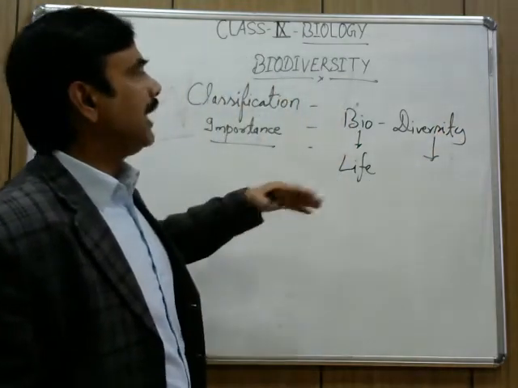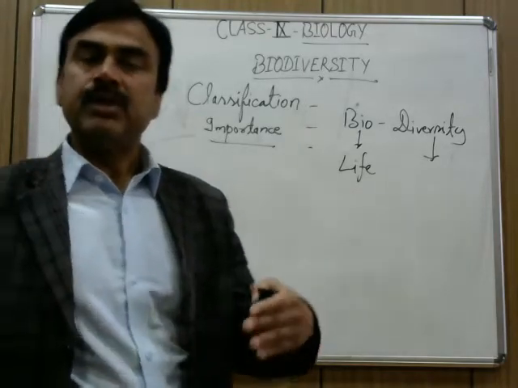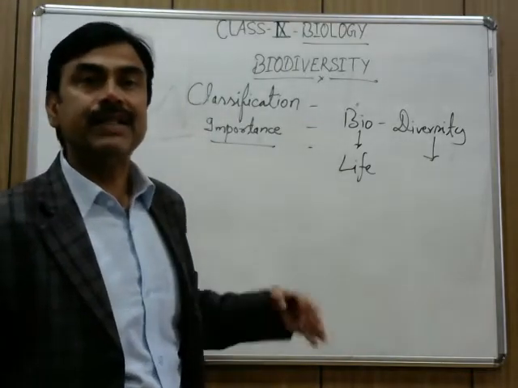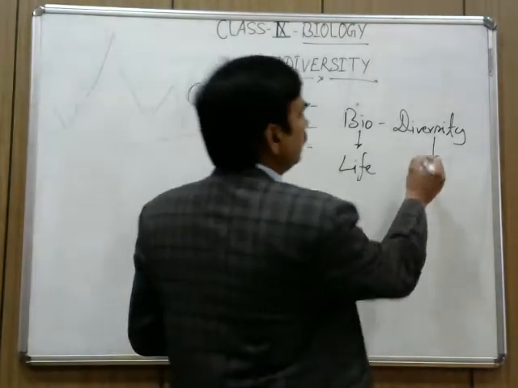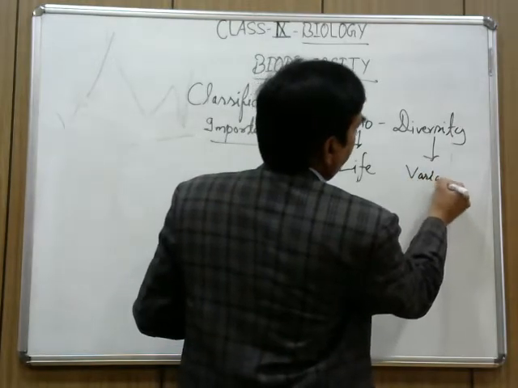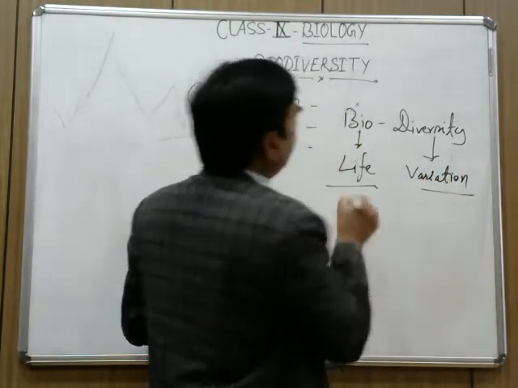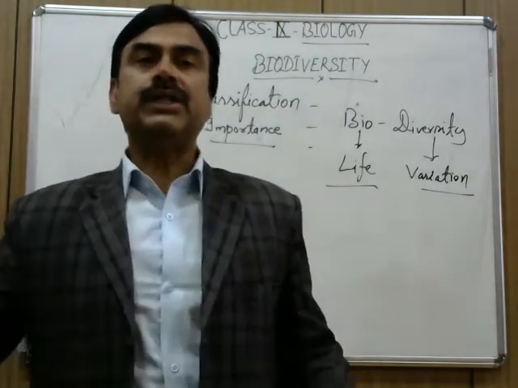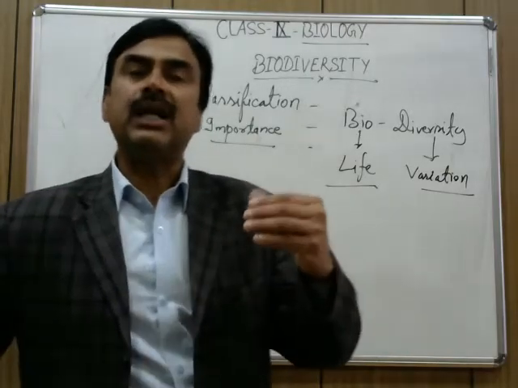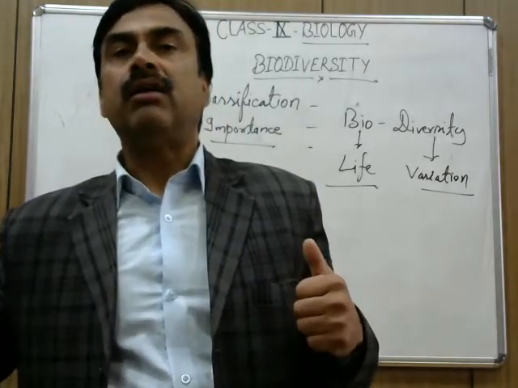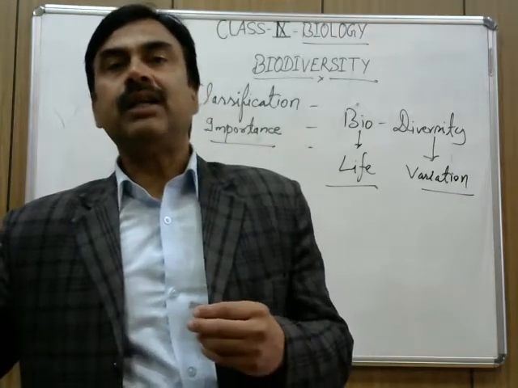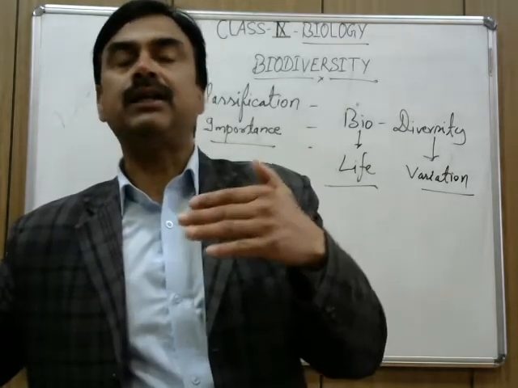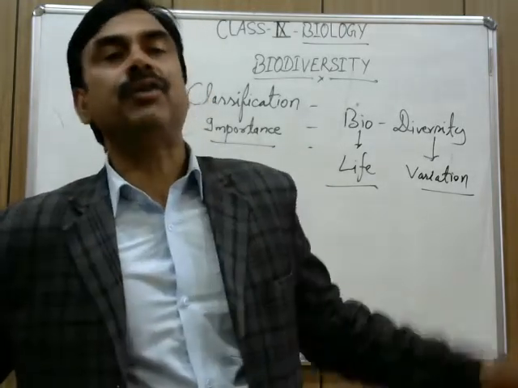First is bio and second term is diversity. So biodiversity means the variety of life forms, the variation of different life forms. When we start biodiversity, we should see the variation of different life forms, whether it is plants or animals. So it's very important to understand the classification of this biodiversity.